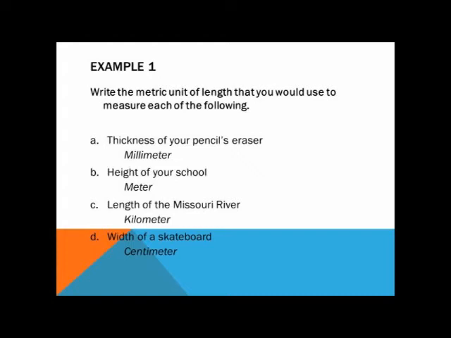And the last one is the width of a skateboard. You could probably go with a meter, but I think probably the best one for the width of a skateboard is going to be centimeters. Millimeter, way too small. Kilometer, obviously way too big. A meter is too big, but you could say it's 1/10 of a meter or whatever it may be. But I would probably say the centimeter is going to be your best option for the width of the skateboard.